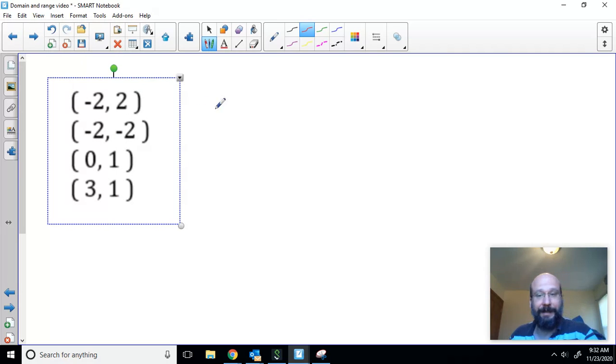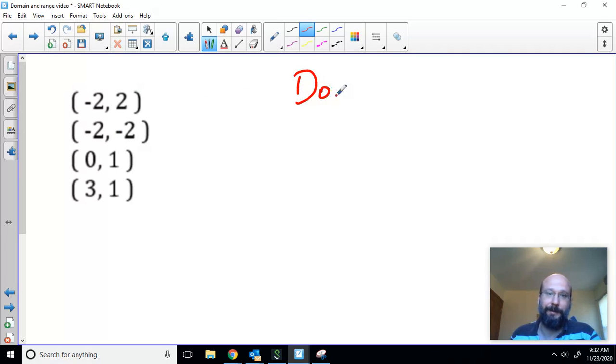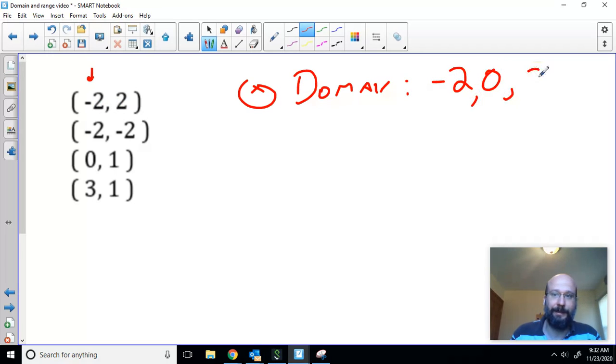All right, as ordered pairs, it's also easier. Remember, your domain is your x. So all you have to do is look at your x, right? The first number in an ordered pair is your x. So your domain is -2, 0, and 3. Again, I didn't write this -2 twice. You only need to write it once.